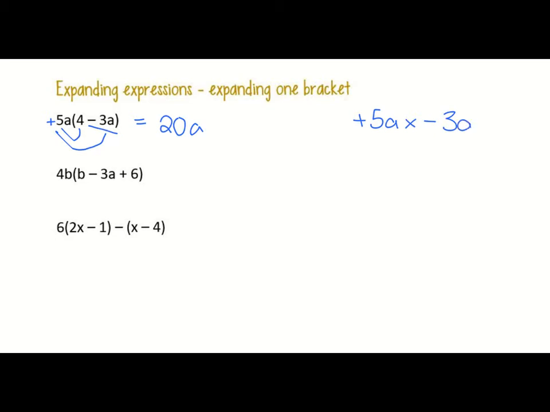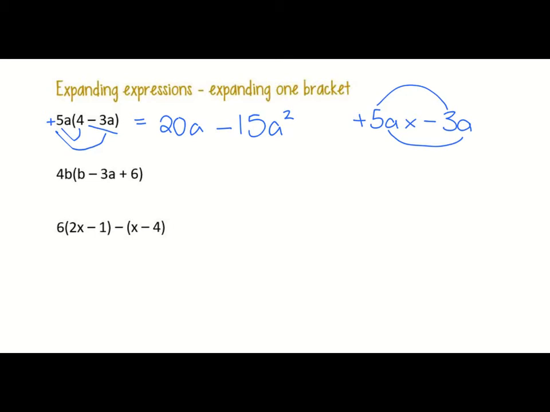Okay, so if we've got a positive times a negative makes a negative, so we're just going to put a negative there to start with. 5 times 3 is 15, and a times a is a squared. And that's finishing that one off. Okay, so what we're doing, expanding means getting rid of the brackets. Alright, the next one, same thing.